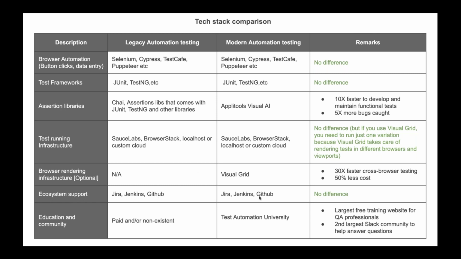Again, for ecosystem support, there is no difference at all. If you're already using Jenkins, Jira, or GitHub, you can continue to use them. And for education and community, we provide Test Automation University, which is a completely free education platform for you to go and educate yourself and upskill yourself.